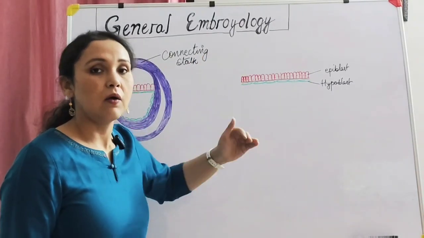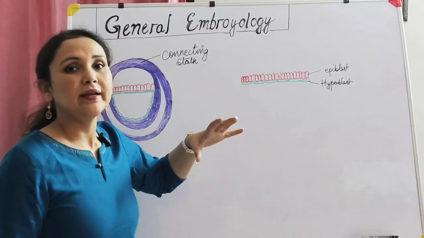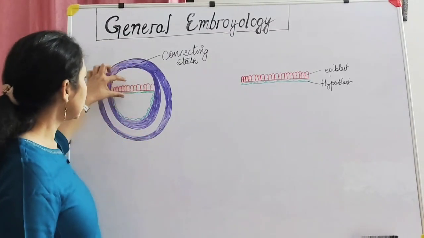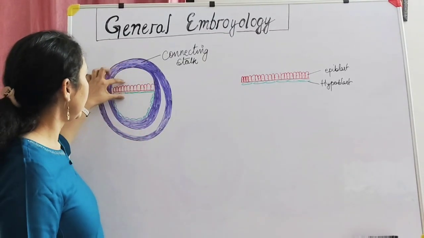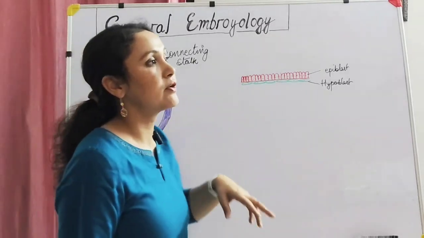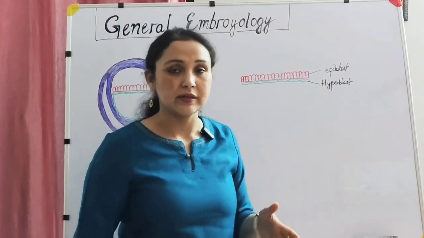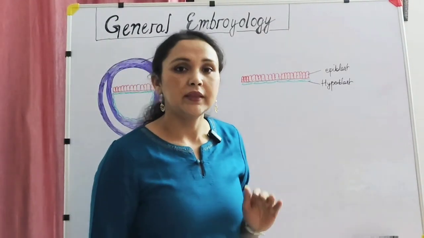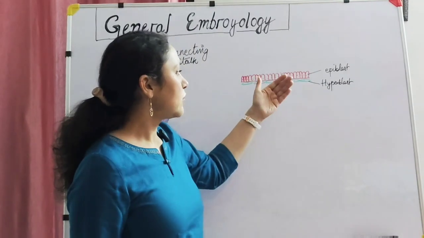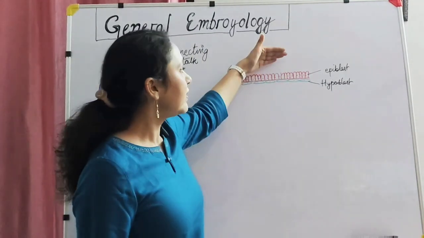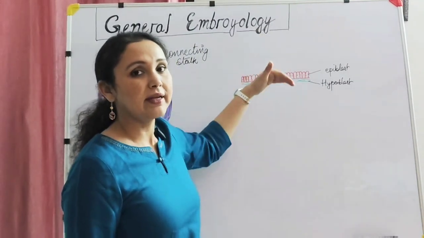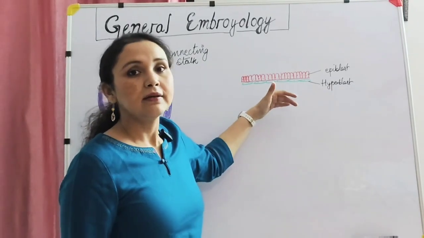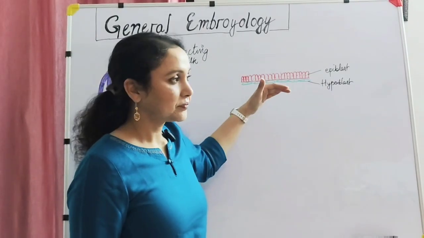Now, proceeding further, we'll take into consideration this structure, that is the bilaminar embryonic disc. We call it bilaminar because it has only two germ layers till now, the ectoderm and the endoderm, so epiblast and the hypoblast. Above it, we all know there is an amniotic cavity. Below it, there is a secondary yolk sac.